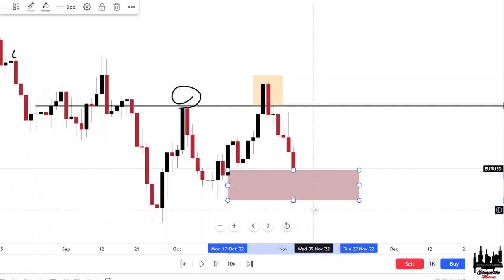So again, sometimes price doesn't behave the way you want it to behave, but you can still navigate through it by having patience and understanding the daily purge.